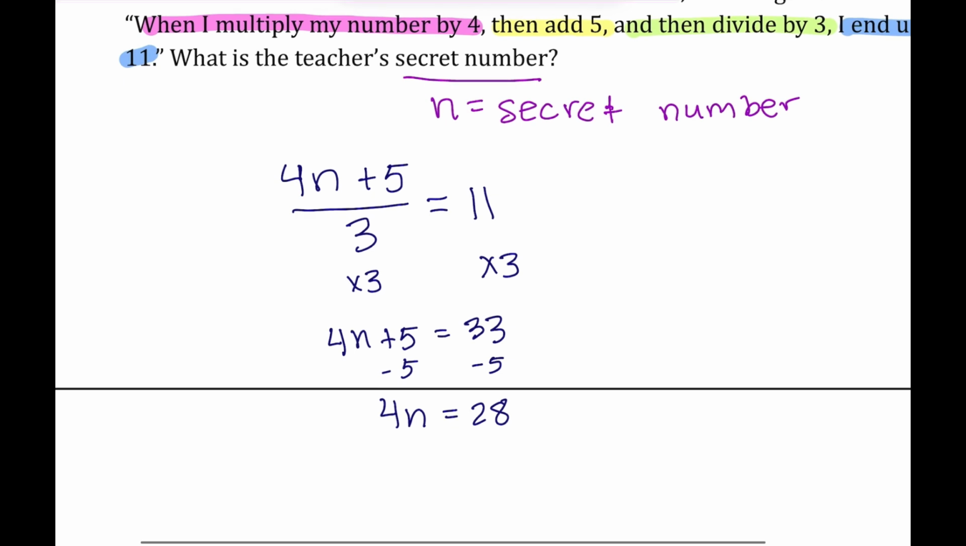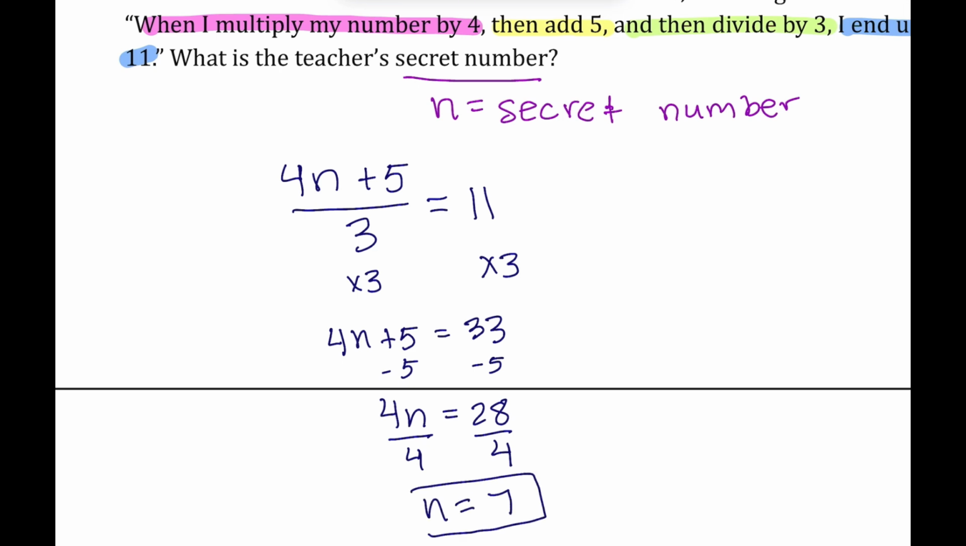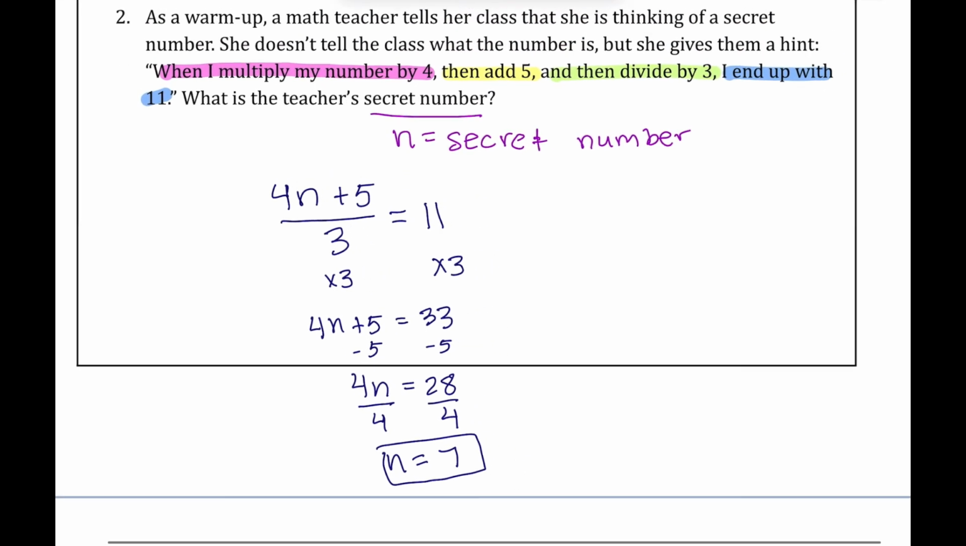And then the very last thing we need to do is get rid of the times 4, and we can do that by dividing by 4. And that gives us n equals 7. Answering the question in context, we said that n represents the secret number. So our final answer here is that the secret number is 7.